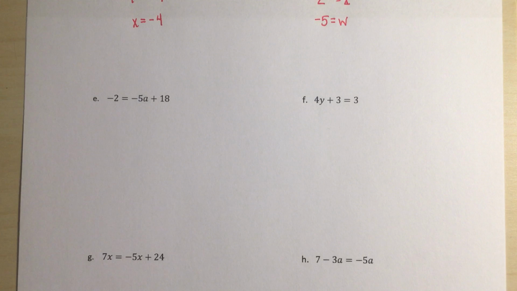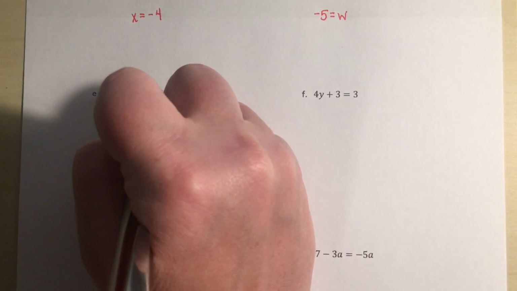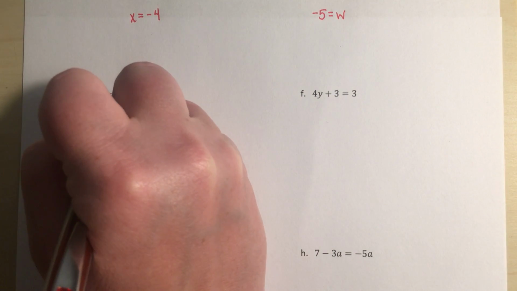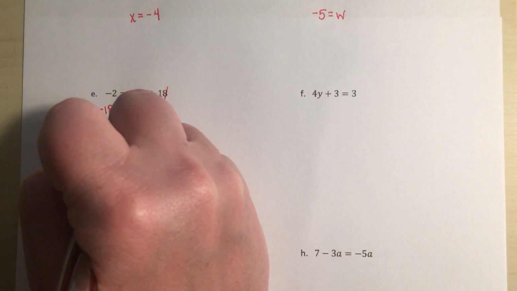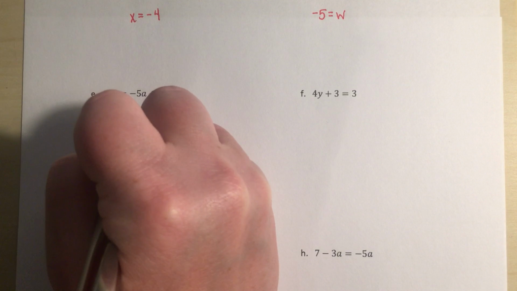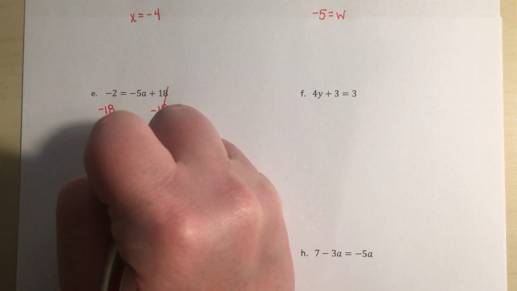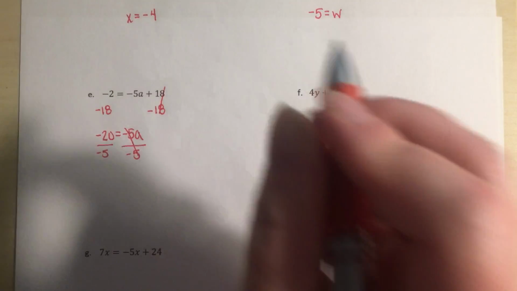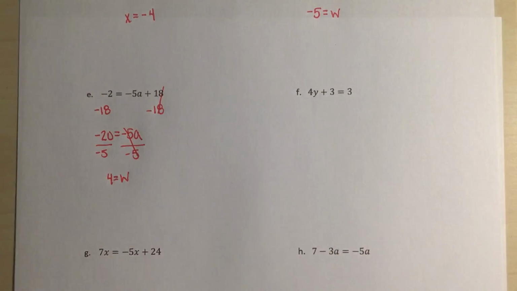All right, so let's continue with a few more. -2 equals -5a plus 18. So we're going to start by getting rid of this number. Again, that's not our coefficient. So we're going to subtract 18 from each side. -20 equals -5a. Now we're going to divide by our coefficient of -5. Right. Two negatives turn positive, so a equals +4.